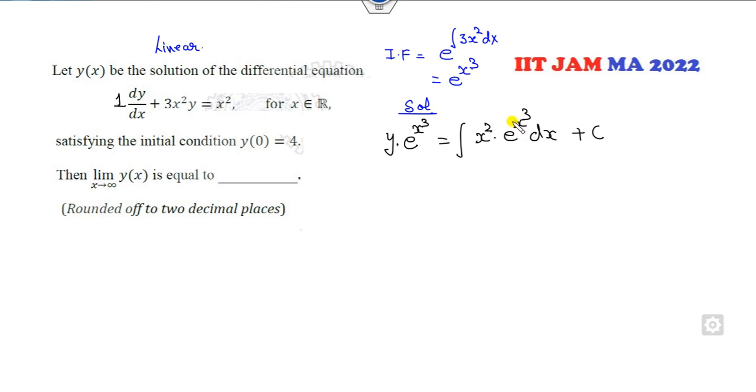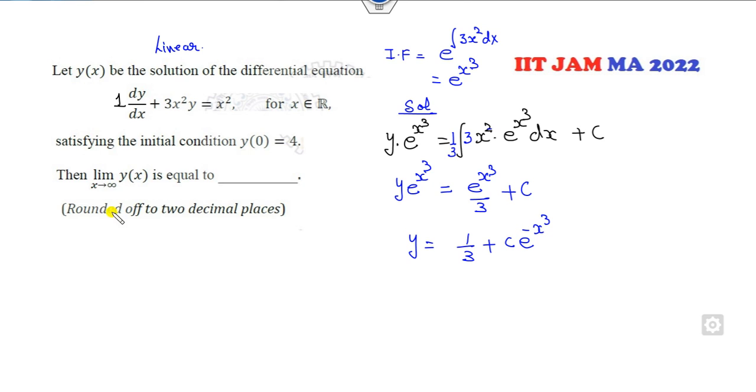Fine. So what is that? I can multiply by 3 and divide it by 3. So y e raised to power x cube, which is equal to, this will be my e raised to power x cube over 3. So can I find the value of y from here? y equals C e raised to power minus x cube.